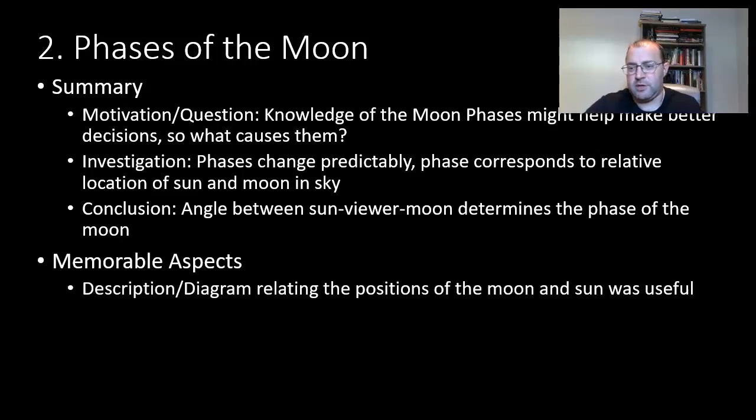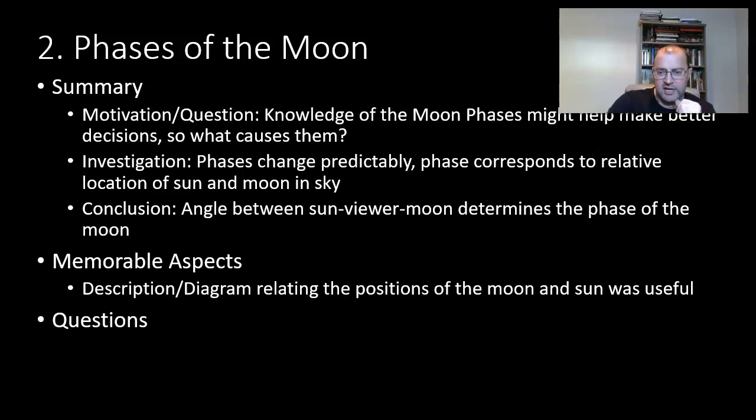Some memorable aspects about this. I did like the diagram relating the positions of the moon and the sun. I thought that was useful, particularly as a visual aid to picture what the observer from Earth would be seeing relative to what's actually happening for the illuminated moon. So I thought that was pretty good. I do think that could be extended, and you could show more examples of that, but whatever. Like I said, I thought that was good.